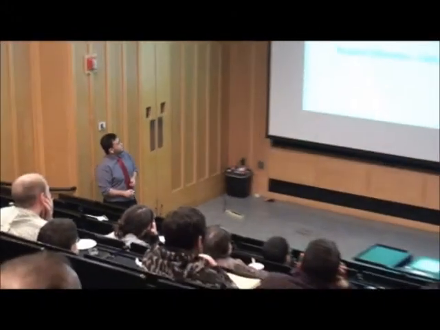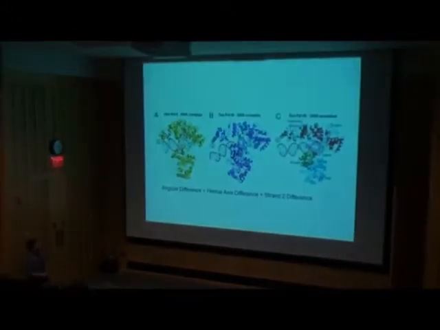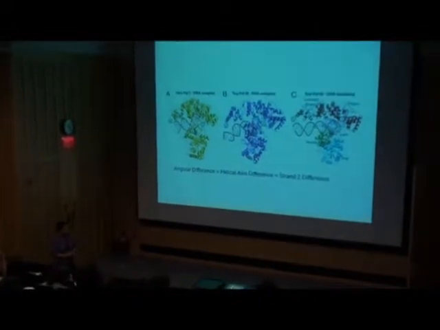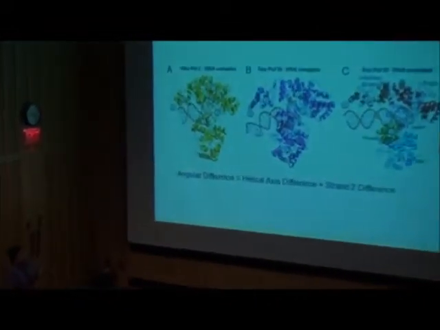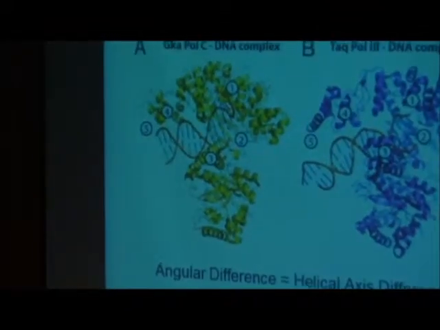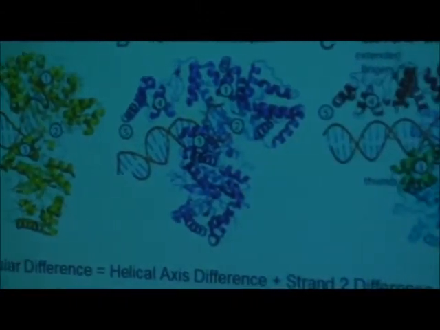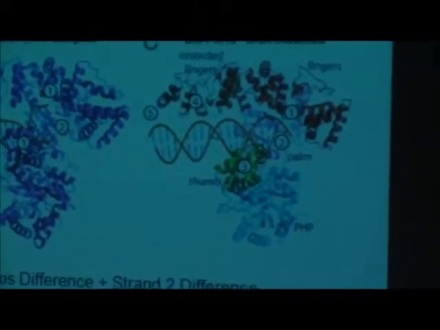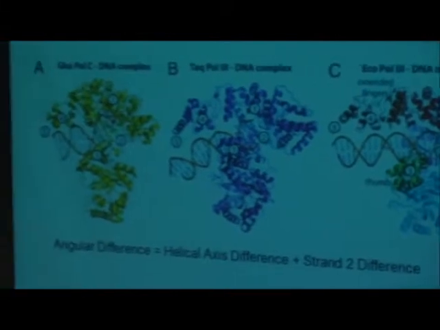I do not know how these three enzymes were positioned, but they were positioned in such a way that you can compare the position of the DNA substrates in each one, according to them. So in theory, what you can do is look at the angular difference between the DNA substrates as a function of the difference in the helical axes, and the difference between the angles of a strand in the palm domain that you can see in each of the enzymes.